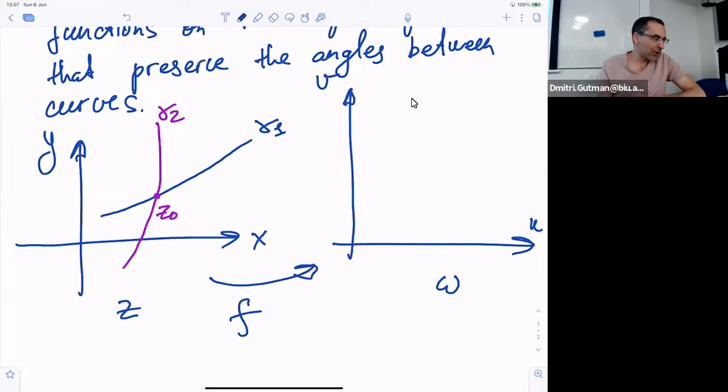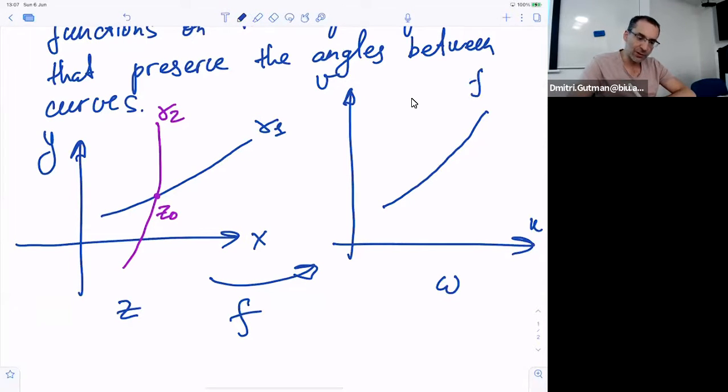And this transformation in general will map any point on the Z plane to a point on the W plane. In particular, it will map the gamma 1 curve to a different curve on the W plane. So this is an image of the gamma 1 curve, and I can denote this image as F acting on gamma 1. So this is the image of gamma 1 if I apply the transformation F to every point on this curve. Every point on this curve goes to that curve.